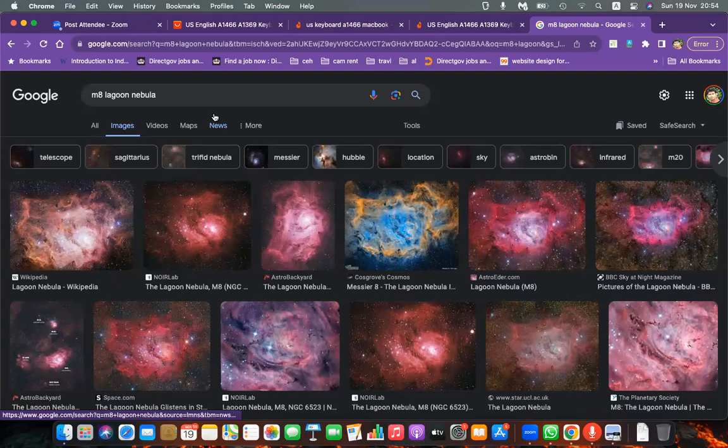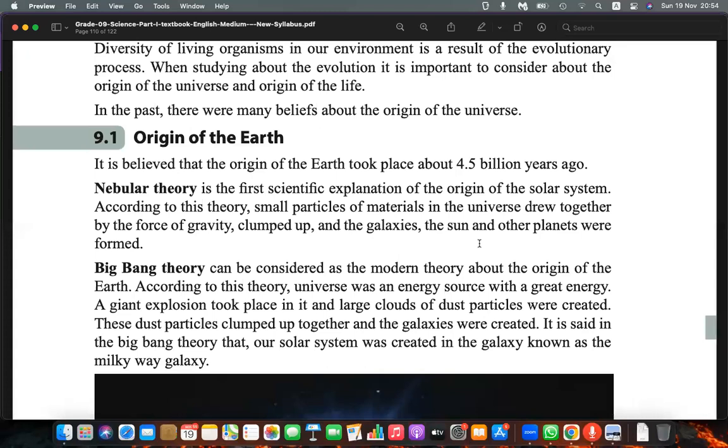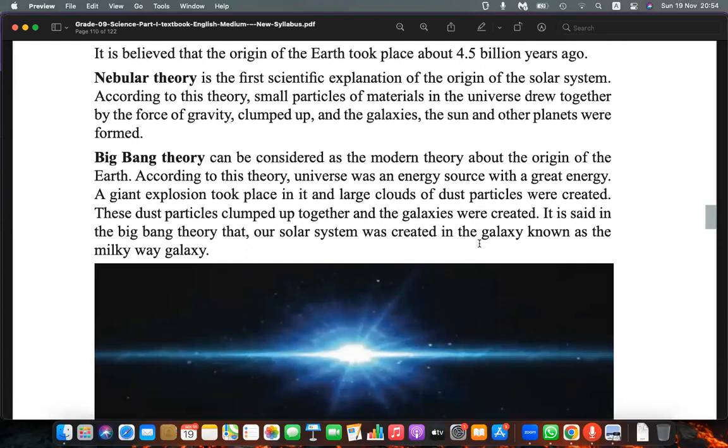So this nebula theory believes planet Earth, the Milky Way, all these formed the same way, because of the gravitational force, the materials in the universe drew together and created this. And another one is the Big Bang theory. The Big Bang is a blast, right? That is a kind of modern theory.